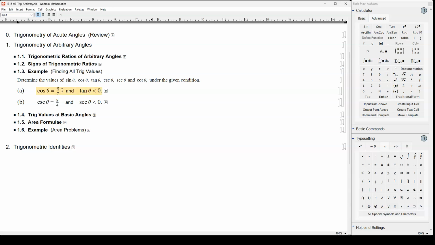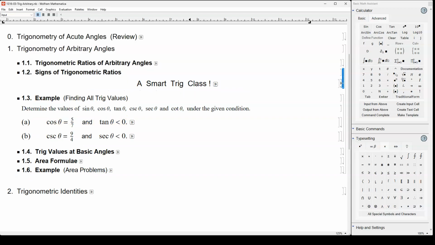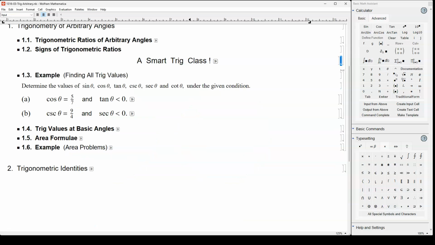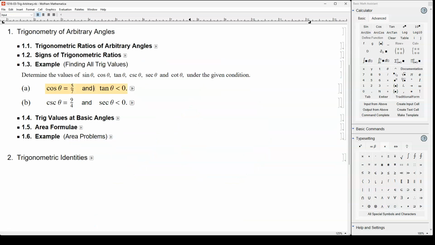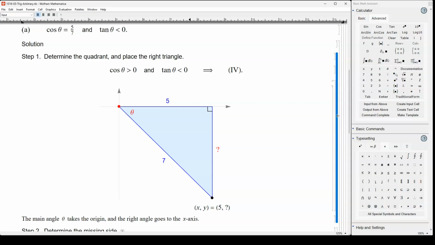Say, for example, cosine is 5/7, positive, and tangent is negative. What quadrant is it in? It must be quadrant number 4. How about this? Cosecant is 9/4, so sine is 4/9, positive, and secant is negative, therefore cosine is negative. Sine is positive, cosine is negative. What quadrant is it? Must be quadrant number 2. So quadrant 4, quadrant 2, and then you can draw the appropriate triangle in the appropriate quadrant like this.